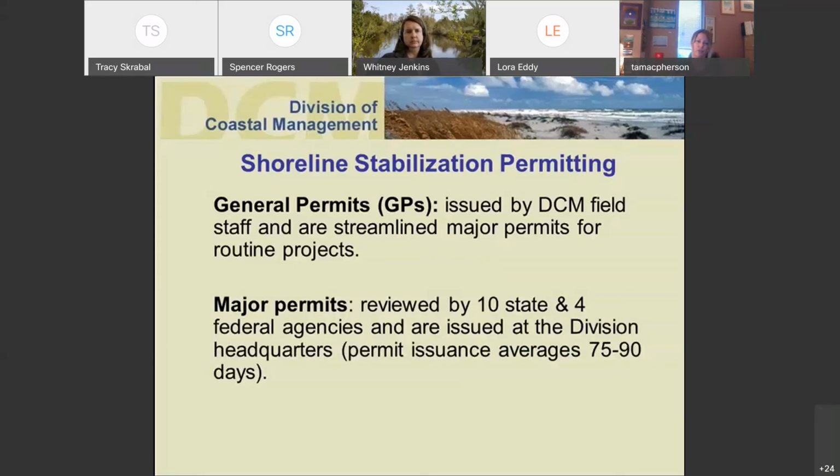There are 10 state and 4 federal agencies that review permits for development. Under the general permit, these thresholds for criteria have already been agreed upon with these state and federal agencies. If you exceed those, they want to review the project themselves, and that can take 75 to 90 days. You will get a major permit issued from our central office in Morehead City if it exceeds the general permit thresholds, and I'll go through what those look like.